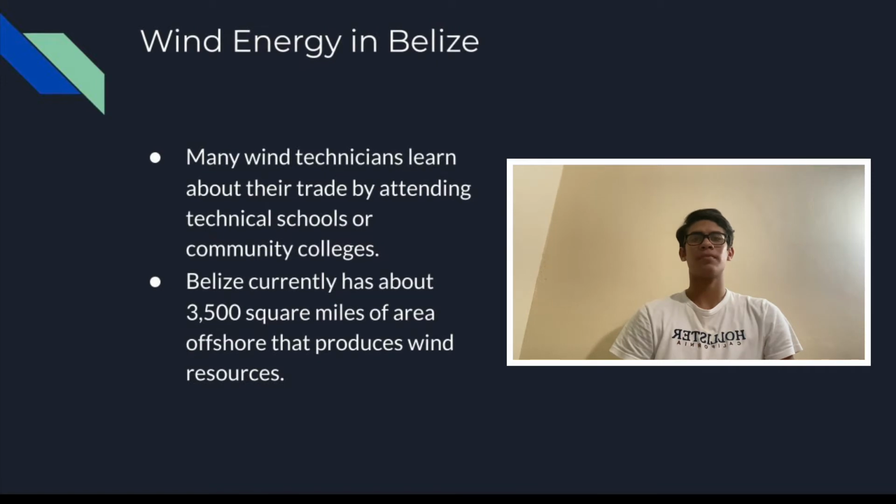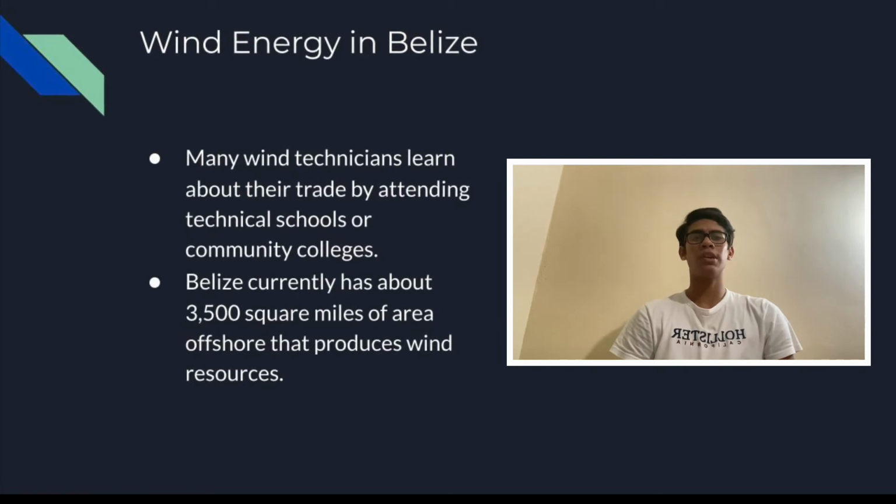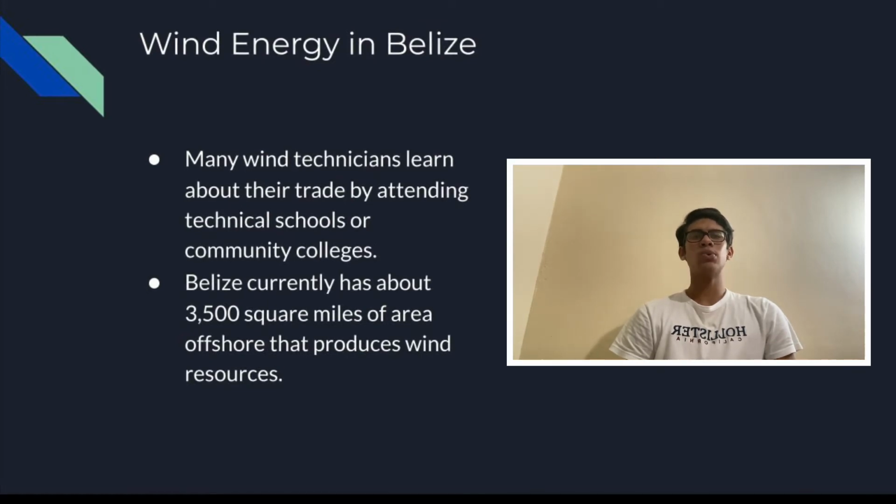Belize currently has about 3,500 square miles of area offshore that produces wind resources, which are rated between moderate and excellent. This wind area extends to roughly 70 miles from the coastline.